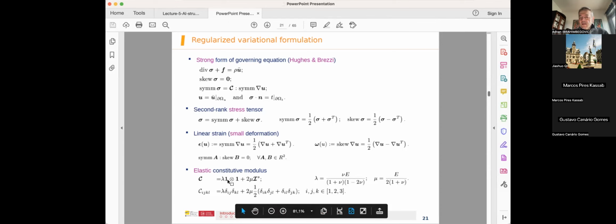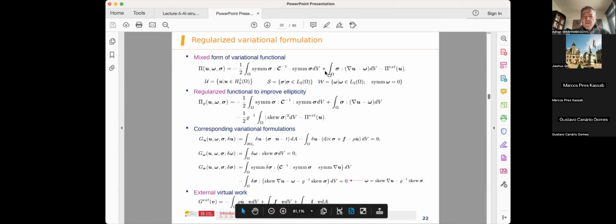The elasticity tensor is given in terms of the Lamé parameters, lambda and mu, and written here in terms of tensors, the second order tensor product here, or in terms of the components. And recall that these Lamé parameters can be defined in terms of Young's modulus and Poisson's ratio. So we've done this formulation already, and as I said, the regularization of this formulation goes to Hughes and Brezzi. What they suggested is basically to be able to use any type of congruent interpolation.